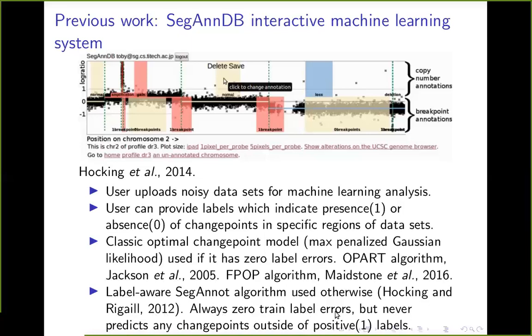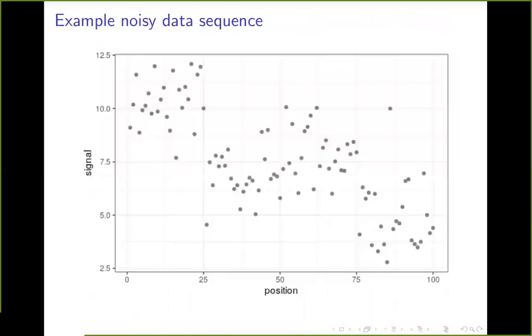So it's always guaranteed to have change points that are consistent with the provided labels, but it never predicts any change points outside of the positive labels. That can be really annoying if you have a big data set and you would have to label all of the changes in that big data set in order to get a model with all of the right change points. So to give you an example, here's a simulated data sequence which explains why these two previous algorithms are not good enough.